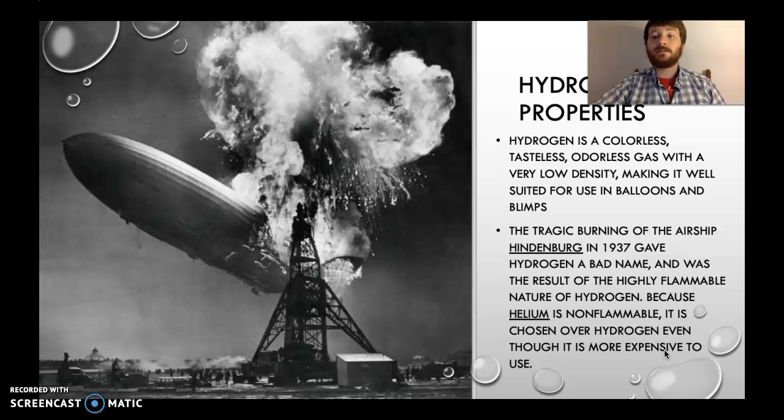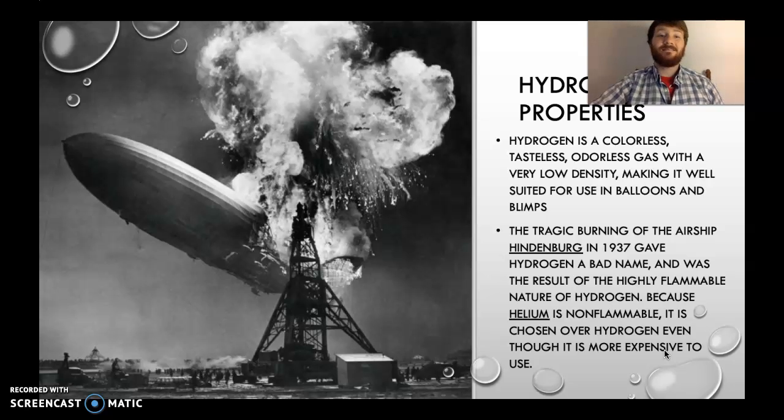And in 1937, it gave hydrogen a pretty bad name because it was an airship with like 90 people on it, and about half of them blew up. Originally we used hydrogen to help things float because it does float, but it's also reactive and very flammable.